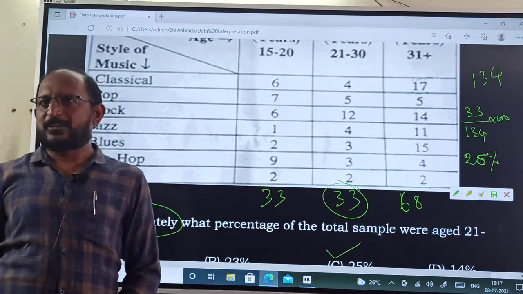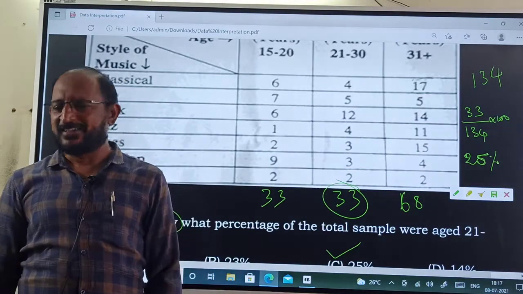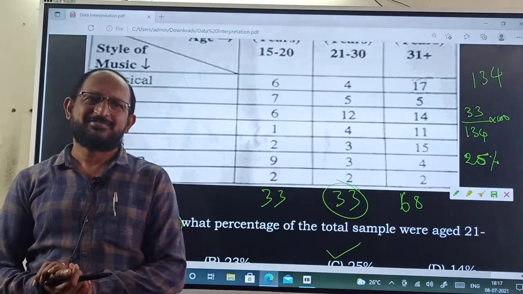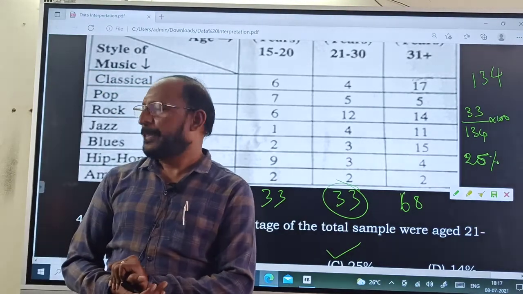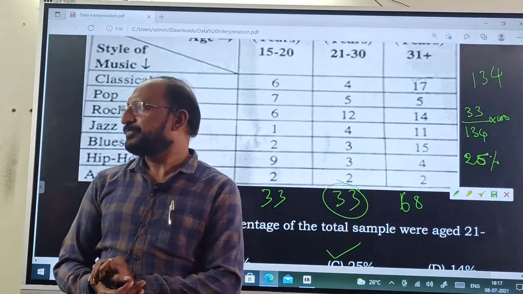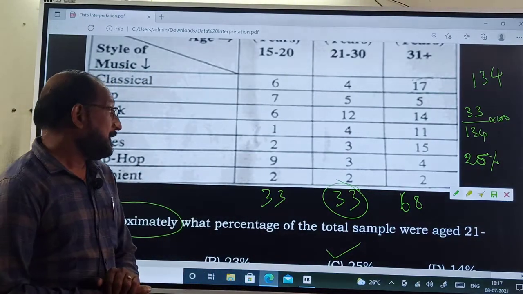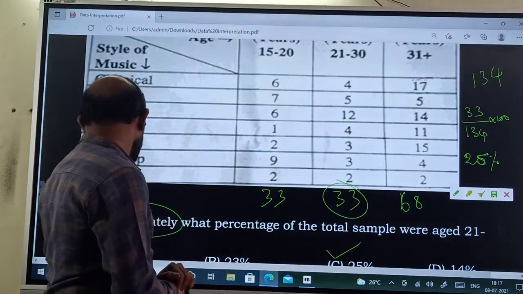So in the examination, don't think they will provide the calculator. So we have to do it ourselves. So be thorough while calculating. Okay, sir. Now we'll go for the next question.